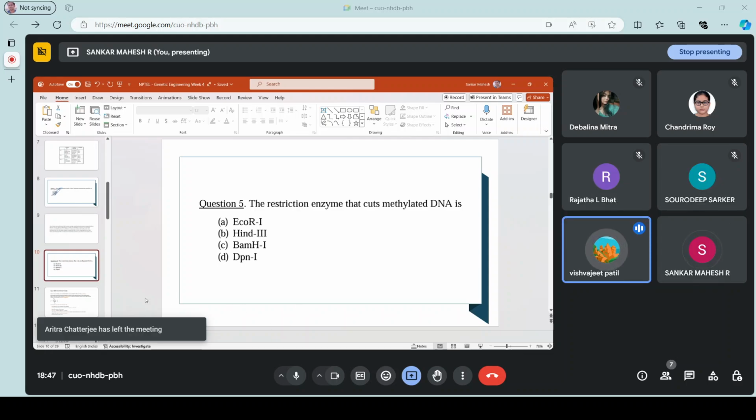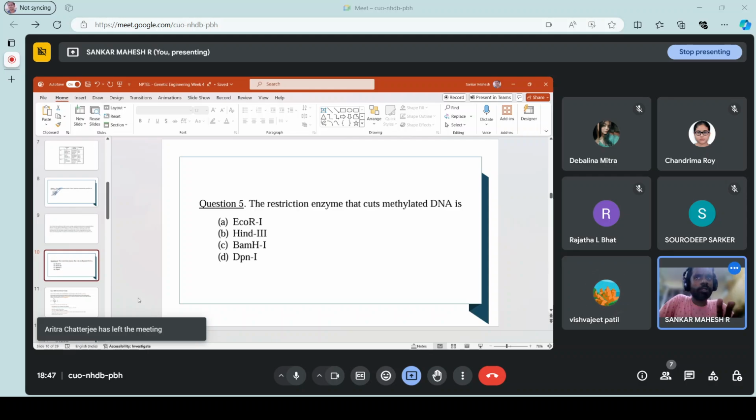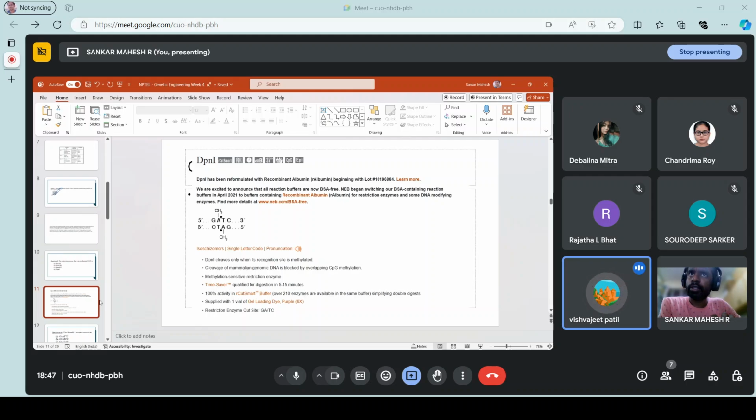Vishwajit, do you know anything about DpnI? No, sir. I just know that it cuts DNA only when it is methylated. Right. So DpnI, unlike the other three enzymes, can cleave only when its recognition site is methylated.